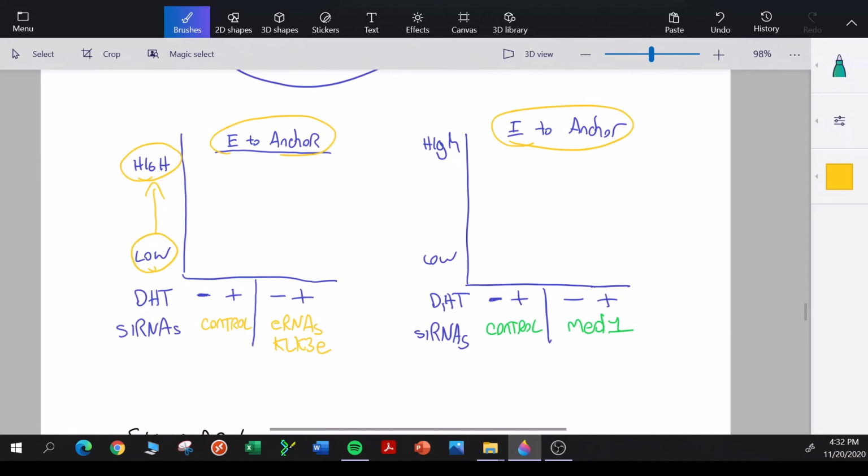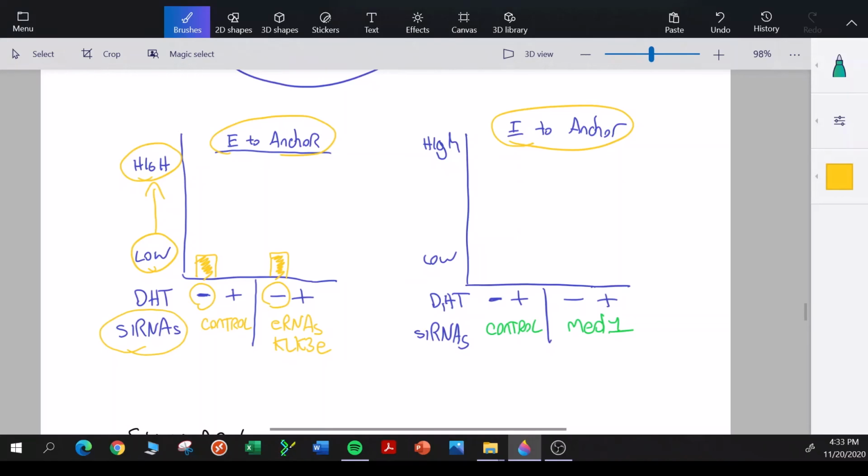And we're looking at 4 different cell cultures. Two of them have no DHT. So we're just going to put that, okay, the levels of E to anchor fragment are relatively low when there's no DHT added to the cells.